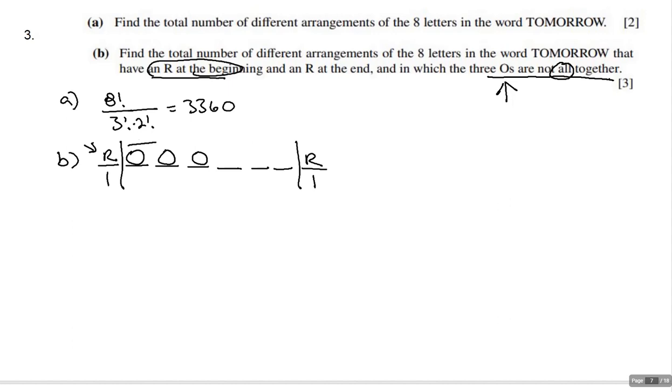So what we're going to do is, but keep in mind at this point, I'm only arranging this area here. So I'm arranging three O's. How many different ways can three O's be arranged? Kayla, how many different ways can three O's be arranged?